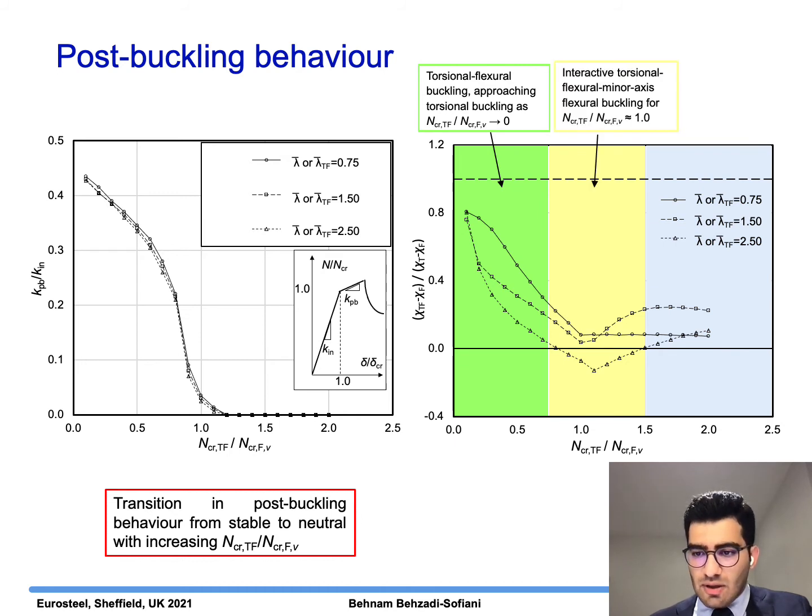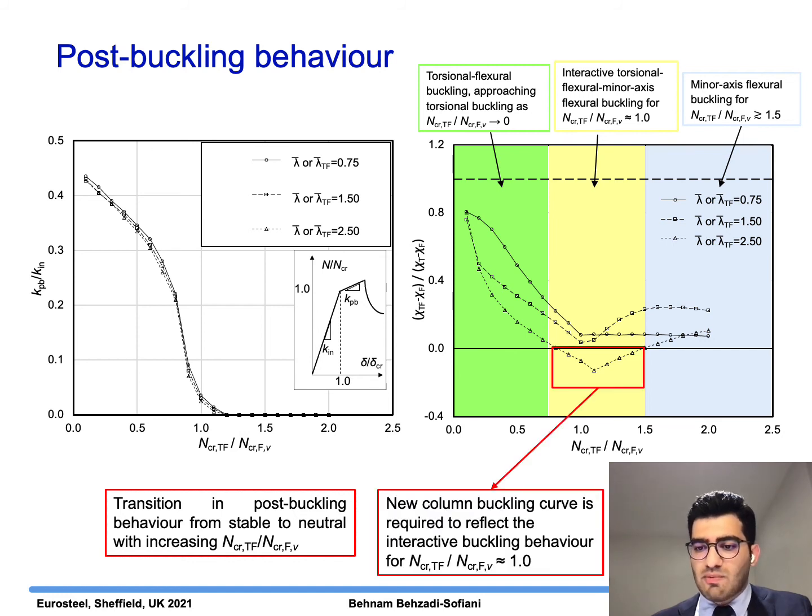As the elastic buckling load ratio approaches unity, torsional-flexural and minor axis flexural buckling interact, and this ratio reaches a minimum and in some cases falls below the flexural buckling curve when the elastic buckling load ratio is about 1. For higher elastic buckling load ratios, torsional deformations diminish and minor axis flexural buckling becomes dominant. It is concluded from this figure that a new column buckling curve is required to reflect the interactive buckling behavior for elastic buckling load ratios around 1.